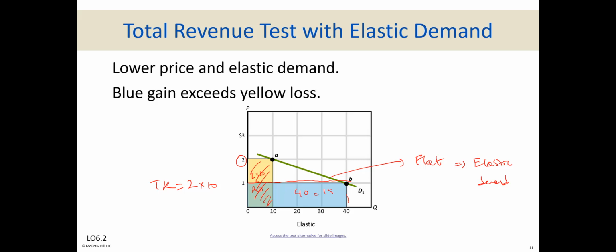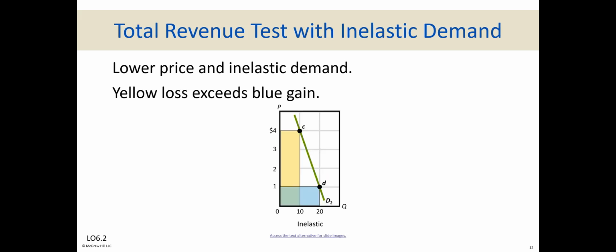Why? It's $1 times 40 units. So as you see, total revenue increases in an elastic demand when you decrease the price. Let's check inelastic demand. In inelastic demand, the demand curve is steeper, like this one. Compared to the previous one, this is steeper.